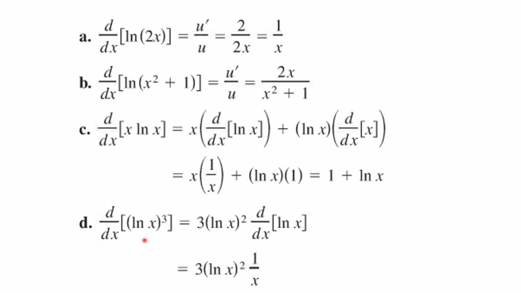Example D is a little bit different. On the outside the function is being cubed, and the inside function is a logarithm. So the derivative of this with respect to x is, you start on the outside and work your way inward. It's going to be 3 times ln of x whole squared times the derivative of the inside, which is ln x, which is 1 over x. And so this is the answer that we get: 3 ln of x whole squared times 1 over x.